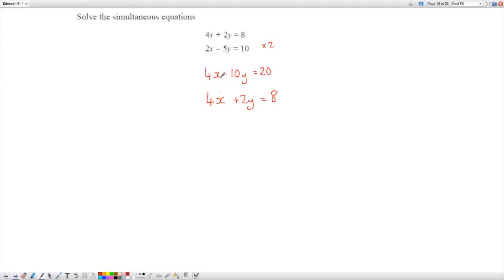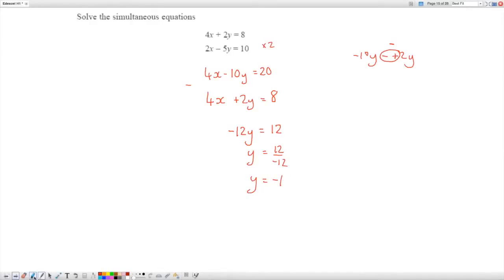So here we need to eliminate the x. By subtracting, we're going to remove our x's. Careful here with our negatives. We have minus 10y minus positive 2y. Two signs together, one positive, one negative, is going to be negative. So we're going to have minus 12y equals 12. 20 take away 8 is 12. To find y, 12 divided by minus 12 gives us our value for y of minus 1.